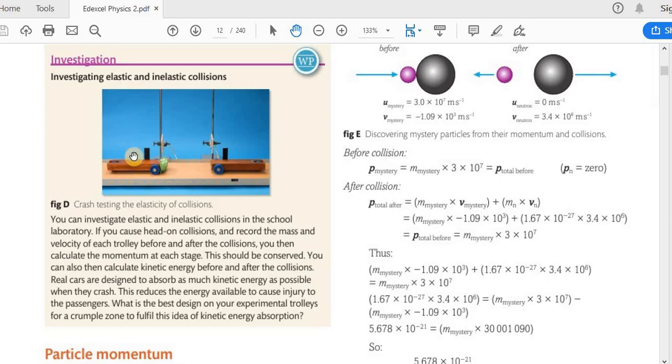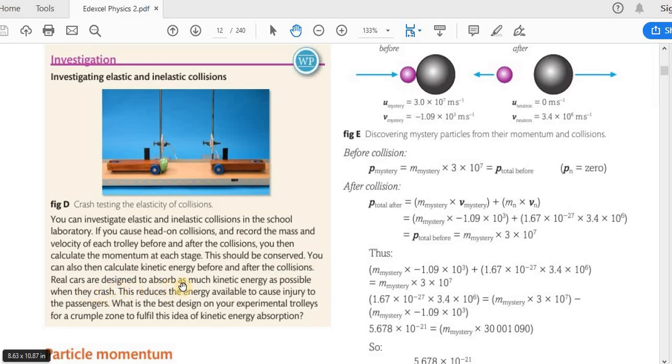So you can find the momentum before collision and momentum after collision for each trolley. You can then calculate momentum at each stage. This should be conserved, because I told you before, momentum is always conserved. Now the kinetic energy may or may not be conserved, but in any example, the momentum is conserved. You can also then calculate kinetic energy before and after the collision. So if you know the velocity and the mass of the trolley, using the formula half mv squared, the formula for kinetic energy, you can find the kinetic energy of each trolley.